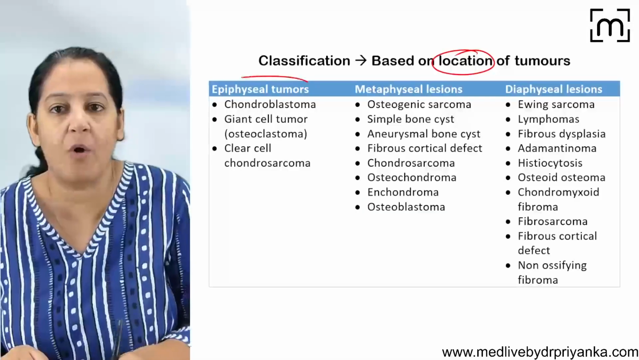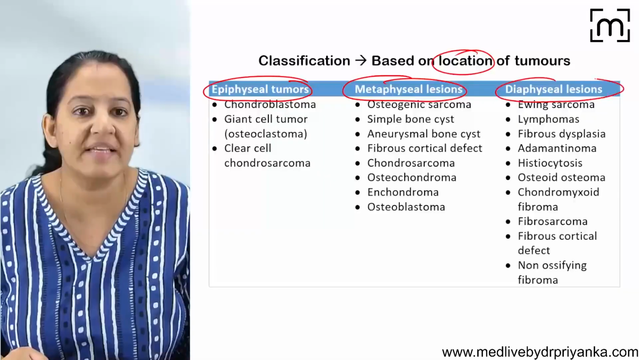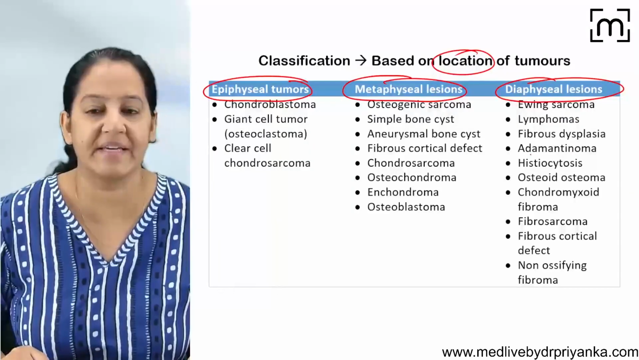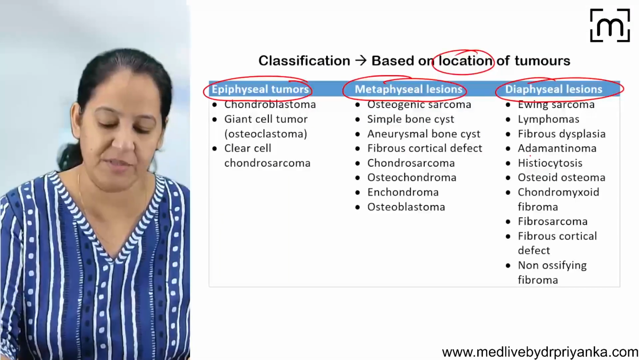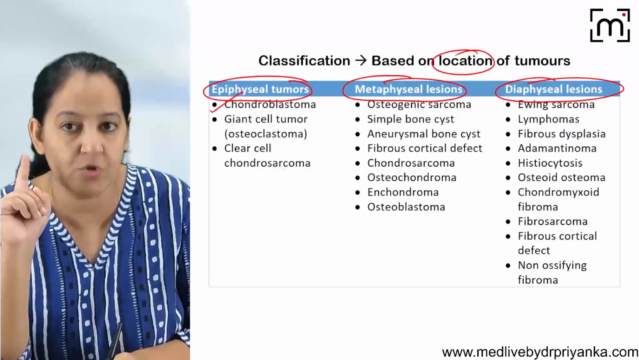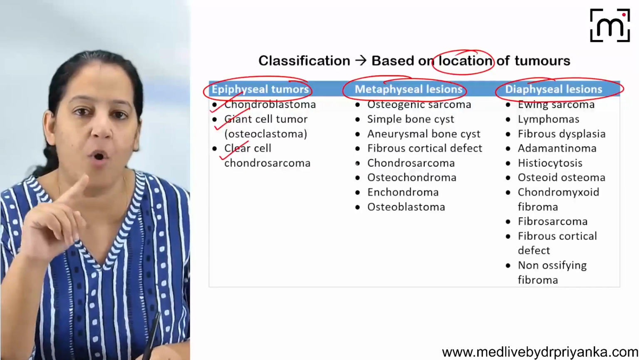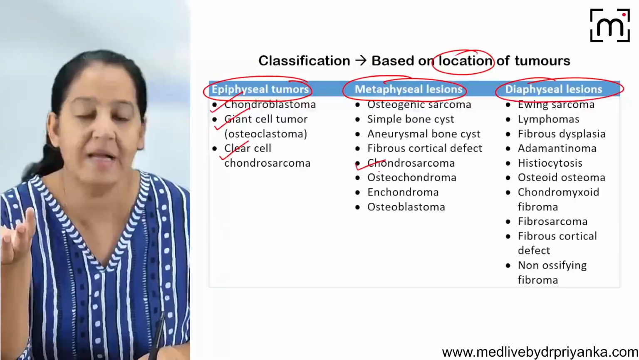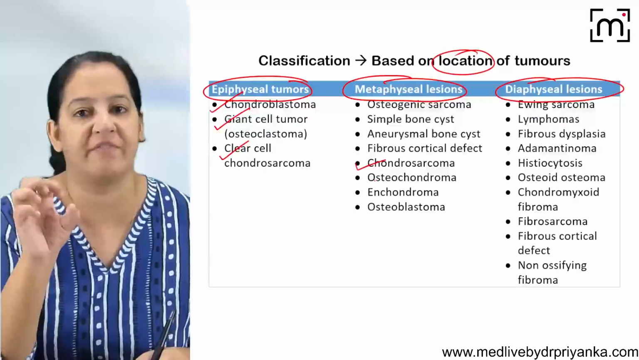So you can see these all are epiphyseal tumors, these are metaphyseal tumors, and these are diaphyseal tumors. Among the epiphyseal tumors, we have only three tumors here. Which three tumors? Chondroblastoma, giant cell tumor, and clear cell chondrosarcoma. Remaining all chondrosarcomas apart from clear cell are metaphyseal in origin. Only clear cell chondrosarcoma is epiphyseal in origin.